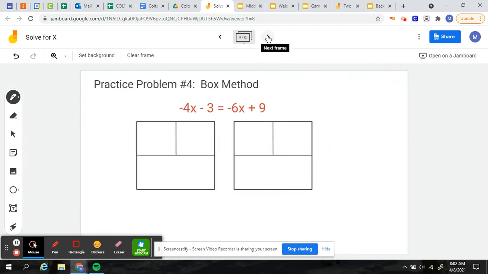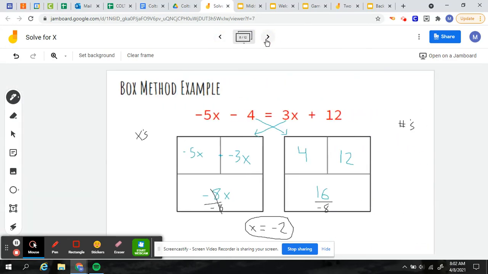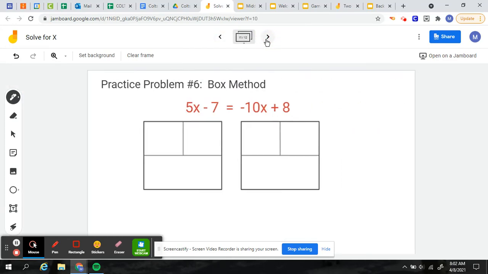Once again, you've got several more slides going over practice problems. Try to use a little bit of both of those methods. For the first 3 practice problems, use that first way using the inverse operations. For the following practice problems, try using the box method.